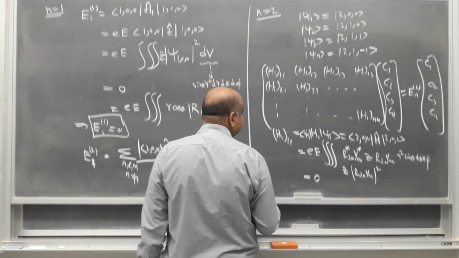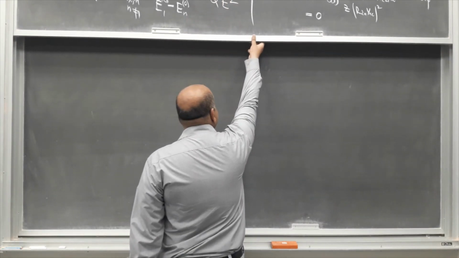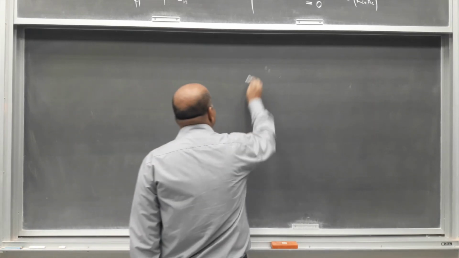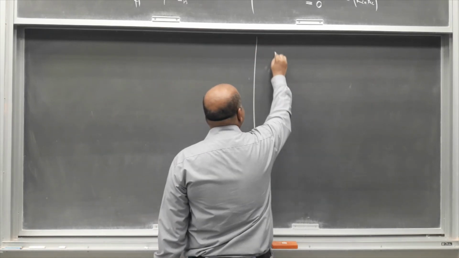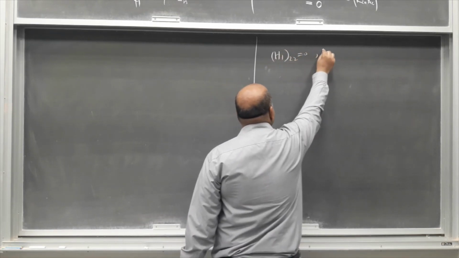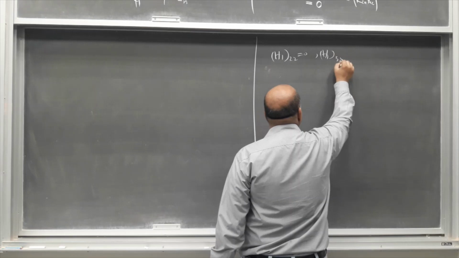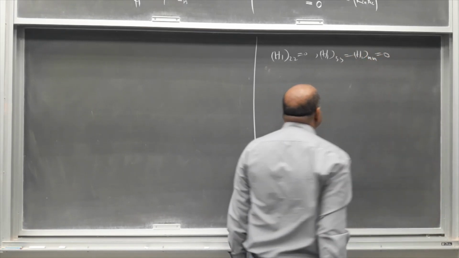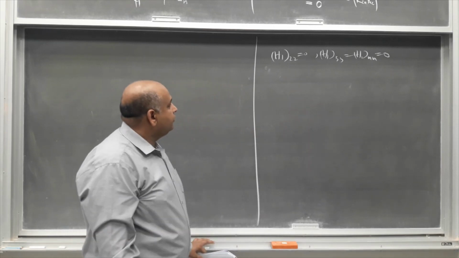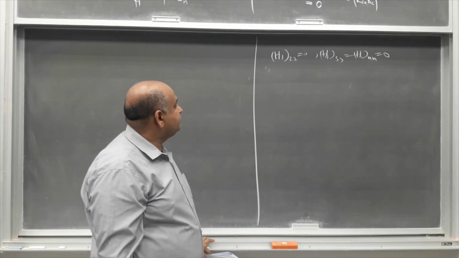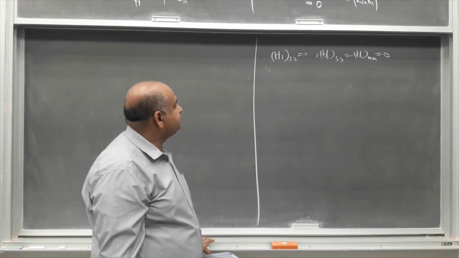Similarly, with the same argument, we can see that H22 should be 0. Similarly, H33 and H44 are 0. And now we are left with only the off-diagonal terms, because all 4 diagonal terms are 0.